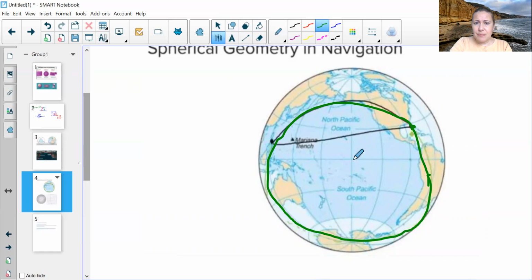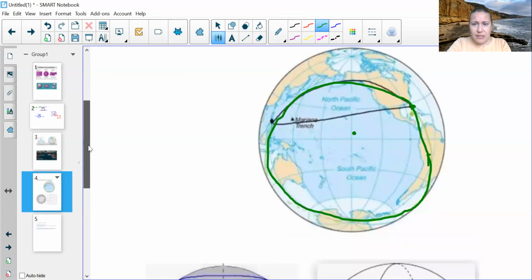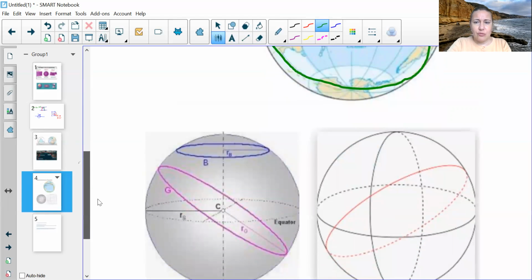This circle would have to be centered. So like this line actually has to go back in more, if that makes sense. The center of this has to be the center of the earth, right? The center of my sphere. So it doesn't really look like it, but I did draw a great circle.